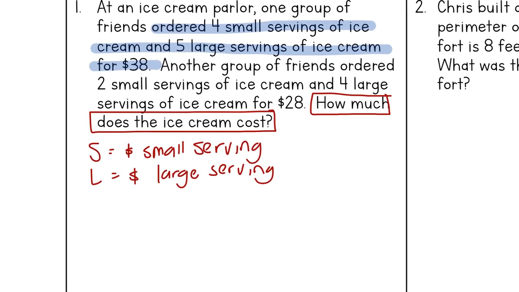Okay, so if I have 4 small servings, and we said that small was going to be S, I'm just going to write that as 4S. And, so and is always a plus sign, 5 large servings, so that's going to be 5L. And I paid how much? For $38. So that's it. That's the first equation. 4S plus 5L equals 38. Actually, I'm going to fix that S a little bit. It looks like a 5.